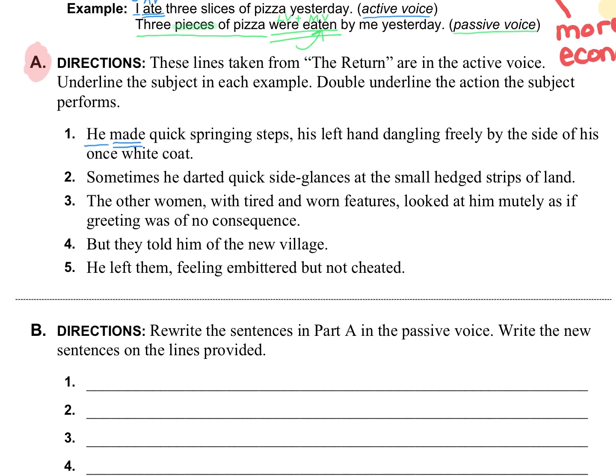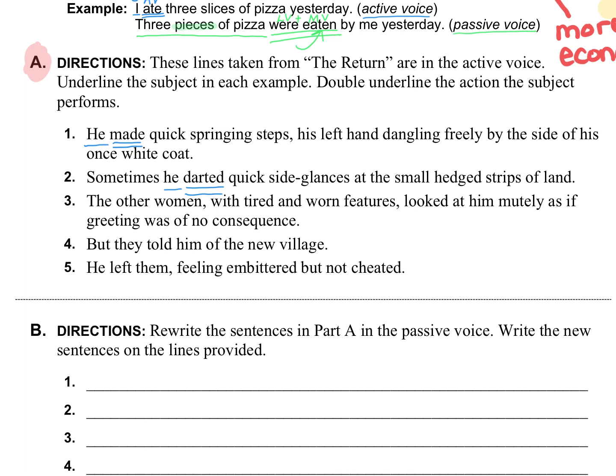So number 2, sometimes he darted quick side glances at the small hedged strips of land. Whom or what is the sentence about? Pause it if you need time to think. The sentence is about he. And what did he do? He darted. Action verb, active voice.